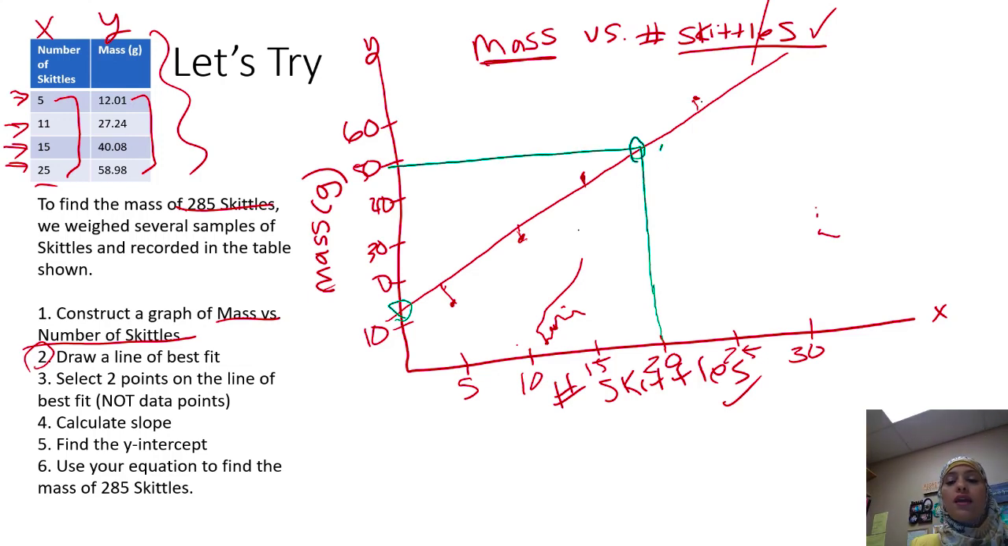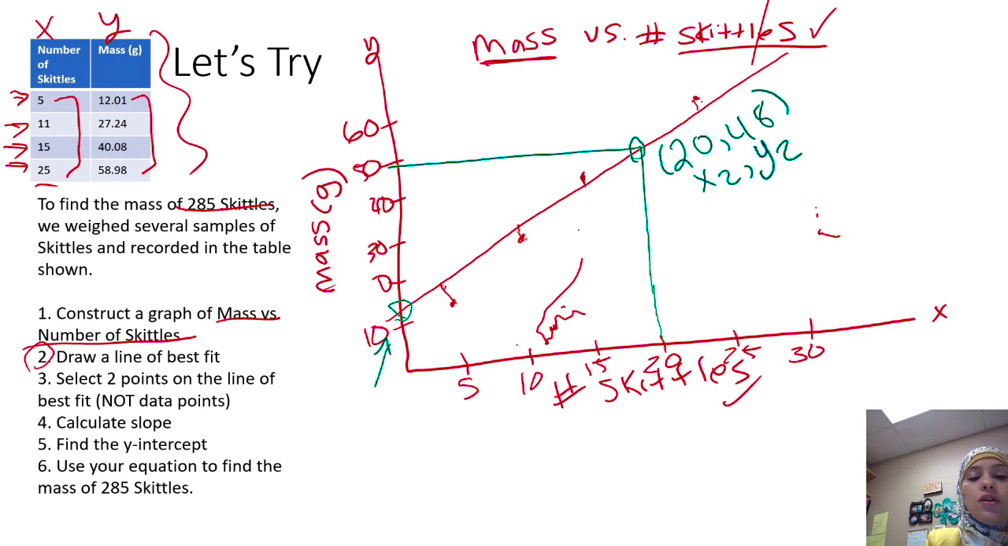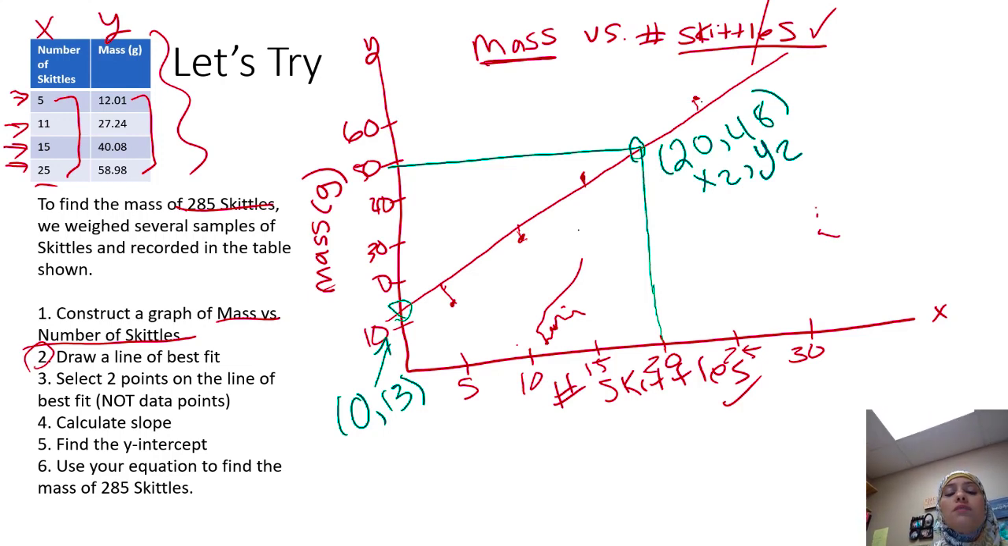That looks like roughly 48. So 20, 48 there. That's my x2, that's my y2. Now here, my point 1 conveniently is at 0. I just really like to use that as point 1. It saves me time. So that looks to be maybe 13. If you had good graph paper, you wouldn't have to guess like that. But we're trying to get the idea across here. So that's my 2 points. This is my x1, and this is my y1.